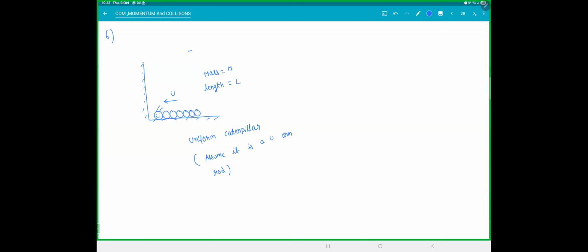Okay, this is the scenario at t is equal to 0. Now, as this caterpillar starts going, it starts climbing the wall. It's still going with a constant speed u. This is the scenario at time t. So at some time t, some part of the caterpillar is on the wall and some part is on the floor.